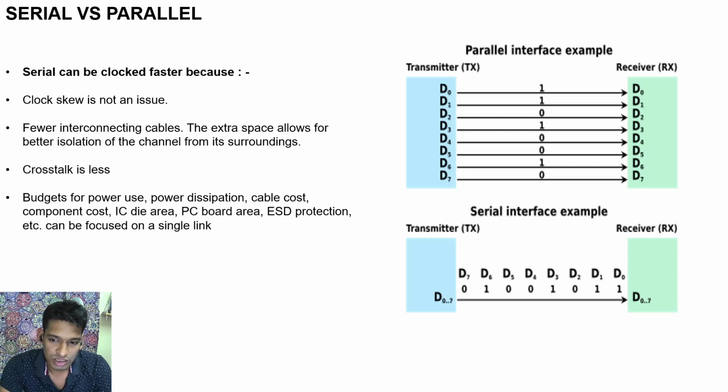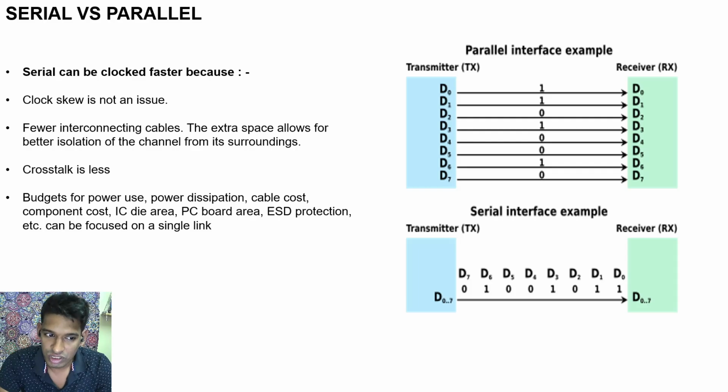And furthermore, look at the design aspect. In a parallel interface, the electrical length of all the traces or all the channels has to be absolutely the same. You have to design for that. Suppose you're sending 8 bits in parallel communication, you have 8 samplers. You will have 8 line drivers. You will have 8 channels. You will have 8 times the IC die area. You will have 8 times the PCB board area. And you have to design for the ESD protection of all the 8 channels.